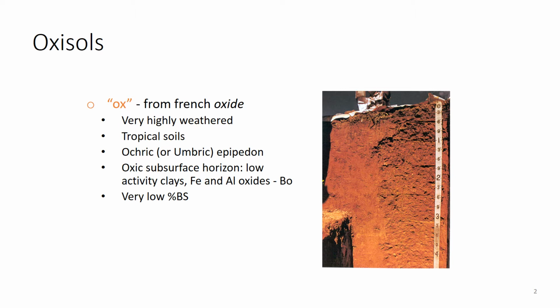The oxic subsurface horizon, meaning the subsurface soil layers, is going to have very low activity clays with a lot of iron and aluminum oxides, and they're going to have a lot of boron, which is toxic to plants. So it's difficult to grow things in these soils. They have very, very low base saturation, and that makes it very difficult for them to be utilized for fertility purposes. And so these tropical soils have to have a lot of amendments made to make them fertile.